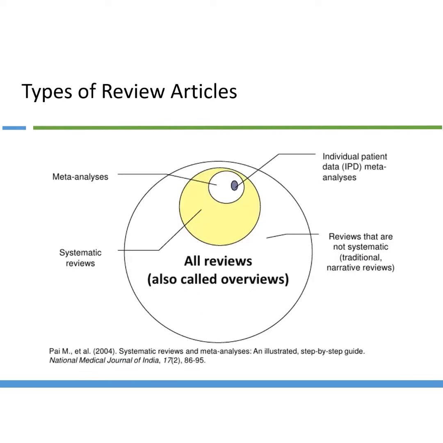There are different types of reviews and systematic reviews. The white circle, the big circle, are all reviews. We also call them overviews. The yellow circle is the smaller one inside. These are systematic reviews. So they're part of the reviews, but not all reviews are systematic reviews. And then the smaller white circle inside the systematic review, these are meta-analyses. So some systematic reviews can even be further explored into meta-analyses. And the very small blue circle inside the meta-analyses, something we call IPD, individual patient data meta-analyses, in which we combine individual patient data, raw data, not just published data.